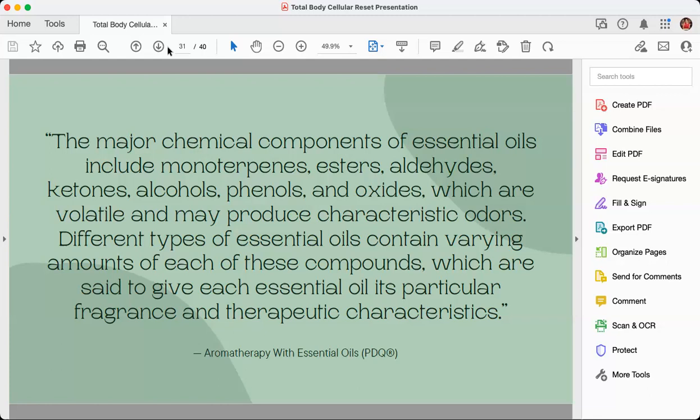So you'll understand on one of the subsequent slides that there are different types of classification for each of the essential oils. And then they have different therapeutic characteristics based on what those chemical compounds are.